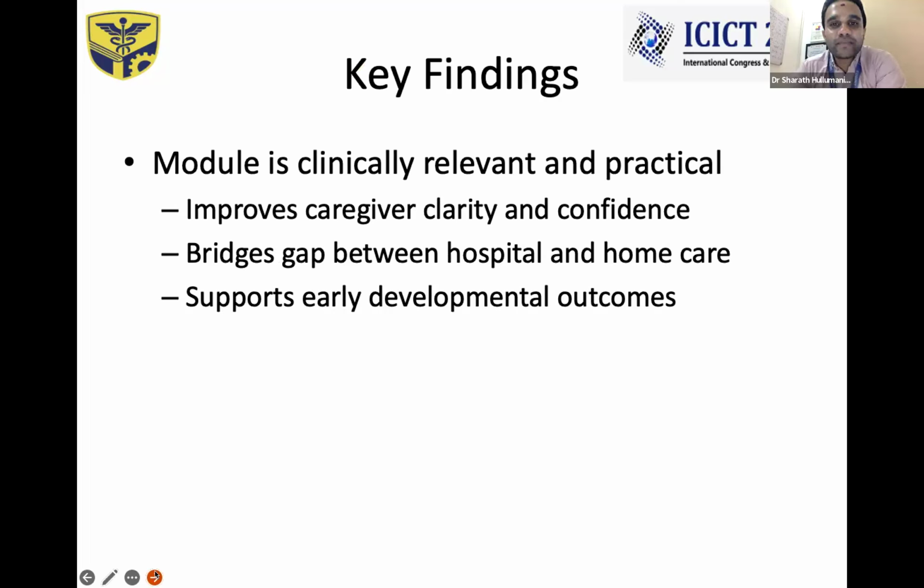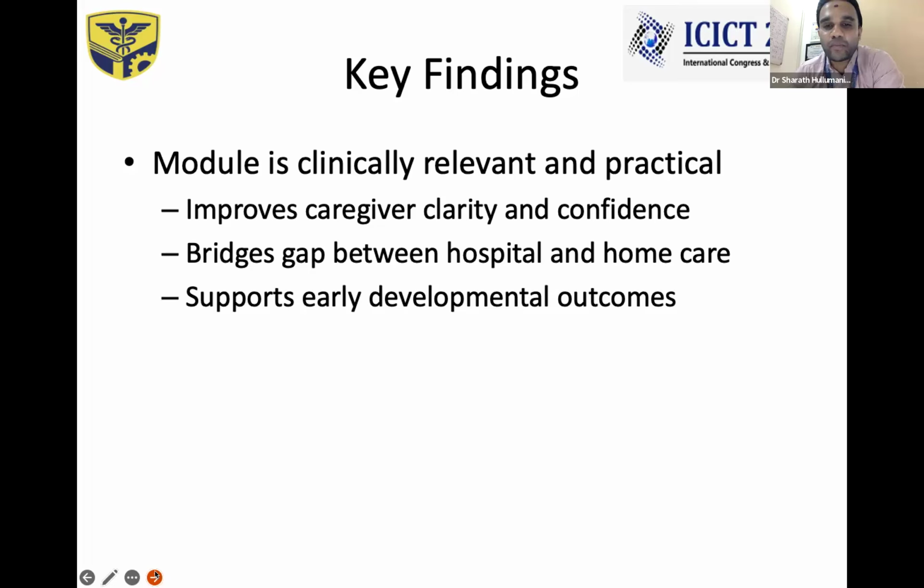So what are the key findings of this model? What I can suggest is, first, the model is clinically relevant and practical. Also, it can improve caregiver clarity and confidence, and it bridges the gap between the hospital and home care. And the third most important is that it supports early developmental outcomes. These are the main key findings.